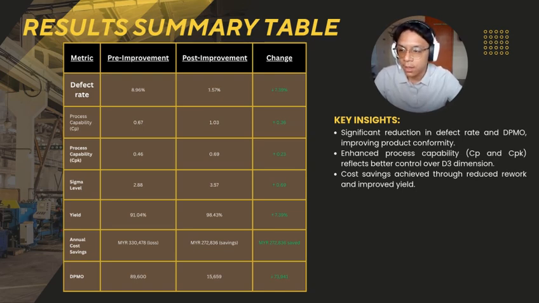Starting with the defect rate, we reduced it from 8.96% to just 1.57%, a massive 7.39 improvement. This means fewer faulty aluminum profiles, directly improving our product quality.